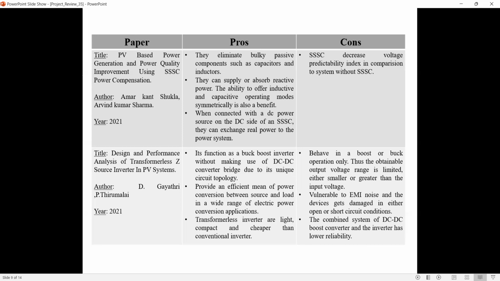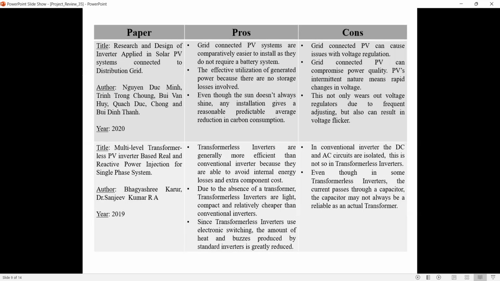The drawbacks of this paper is it behaves in a boost or a buck operation only. Thus, the optimal output voltage range is limited, either smaller or greater than the input voltage. It is vulnerable to EMI noise, and the device gets damaged in either open or short circuit condition. The combined system of DC-DC boost converter and the inverter has low reliability.